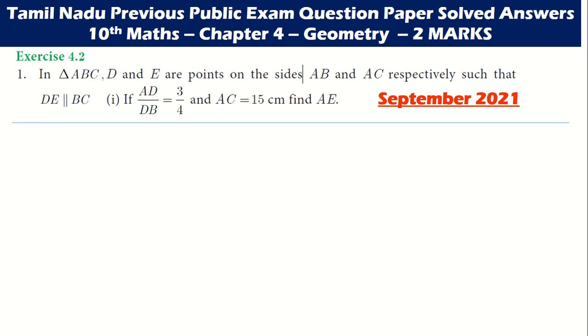So in a triangle ABC, D and E are midpoints. So draw a triangle. In triangle ABC, so I am drawing ABC. So in that one, AB and AC are such that DE is parallel to BC. So D and E are parallel. So AD by DB, AD's value is 3 cm and DB's value is 4 cm. And AC is 15. So altogether AC is 15 cm.